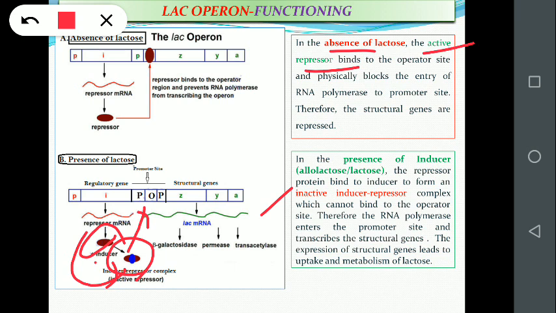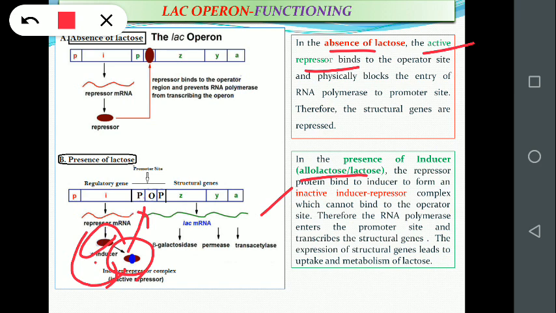There is one more important point, which is allolactose. What does allolactose mean? In the absence of lactose, the quantity of the enzyme beta galactosidase will be very low because there is no lactose. But still there exists some amount of beta galactosidase. So the concentration of beta galactosidase is very low in the absence of lactose.